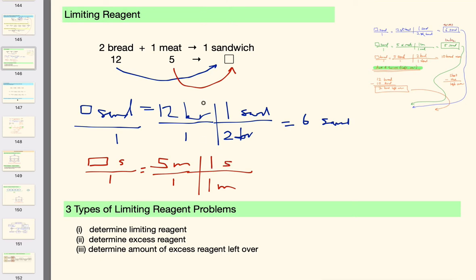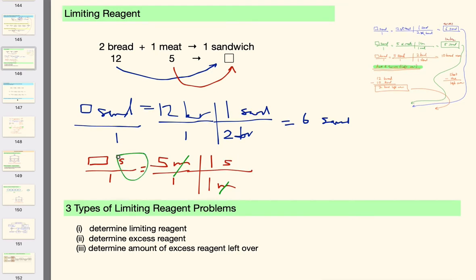Yep, and I can see units cross off. I'm looking for sandwich, and I've got sandwiches. That's how I know to stop: when the unit you're looking for on the left shows up on the right. Same thing here. Bread canceled out. I was looking for sandwiches, and I kept doing my conversion until I came up with the unit I'm looking for. So let's go back to this one. Is equal to 5 sandwiches.